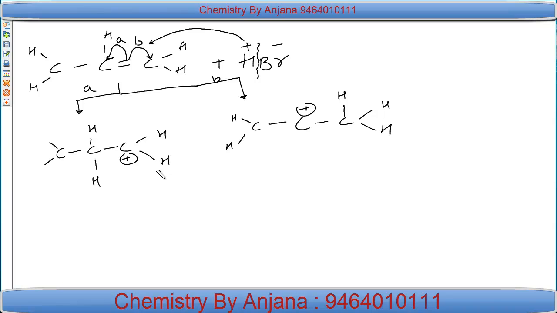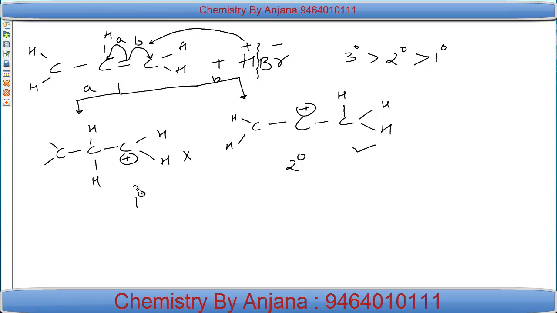Now let's compare both of the carbocations by choosing two different ways. This carbocation is primary and this carbocation is secondary. We have earlier discussed the same thing, that secondary carbocation is more stable as compared to primary, and further tertiary carbocation is much more stable than these two. So if stability comparison is there, this carbocation is more stable, this is less stable.